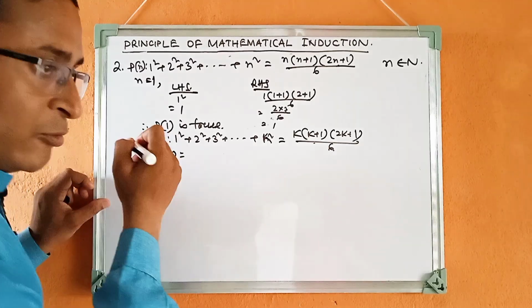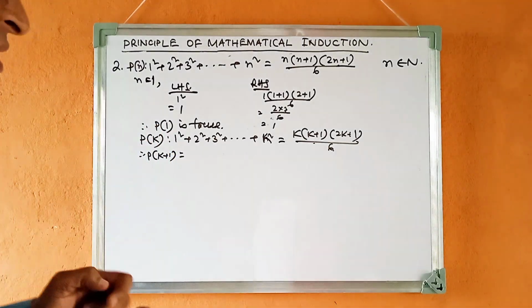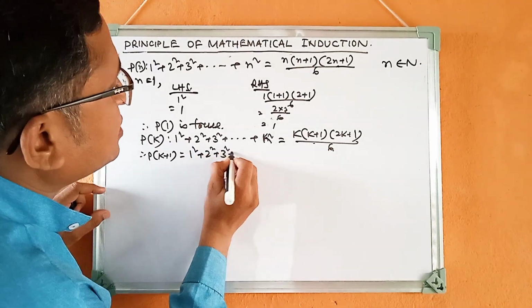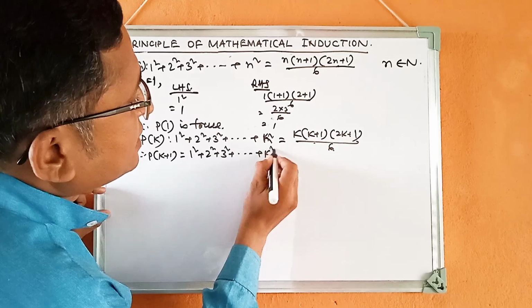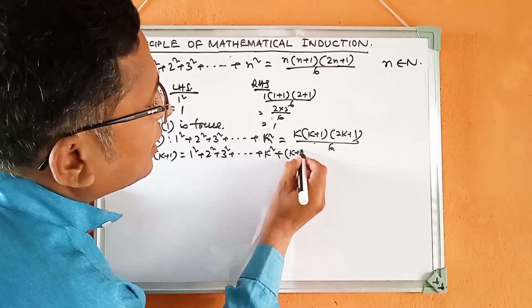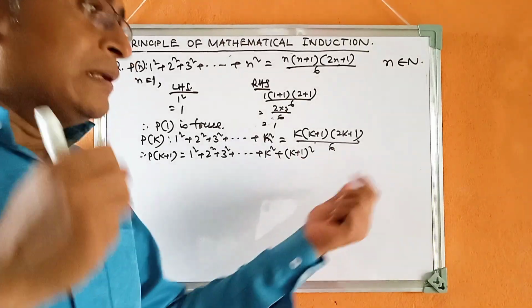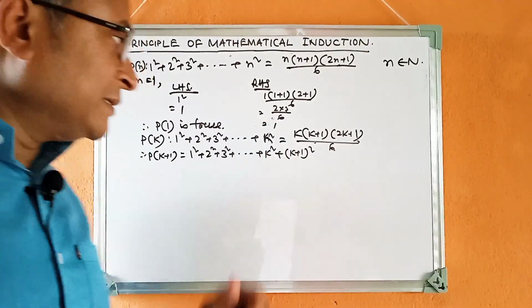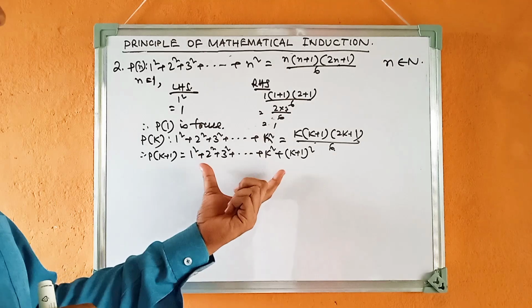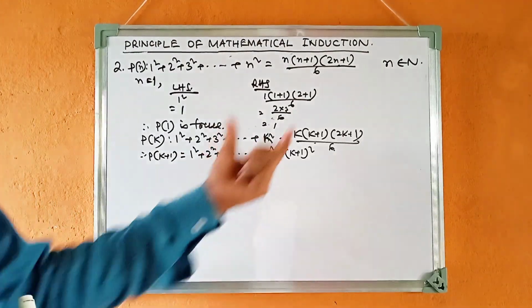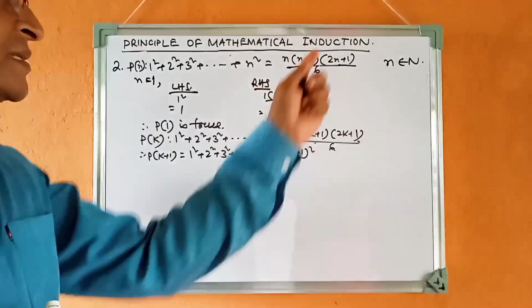So we put the value k plus 1 on the LHS, remember it. So 1 square plus 2 square plus 3 square plus dot dot dot plus k square, and next stage is k plus 1 whole square. Instead of k we put k plus 1, previous term k square. Clear everyone? So now from this series must come this. Okay, this is the answer.